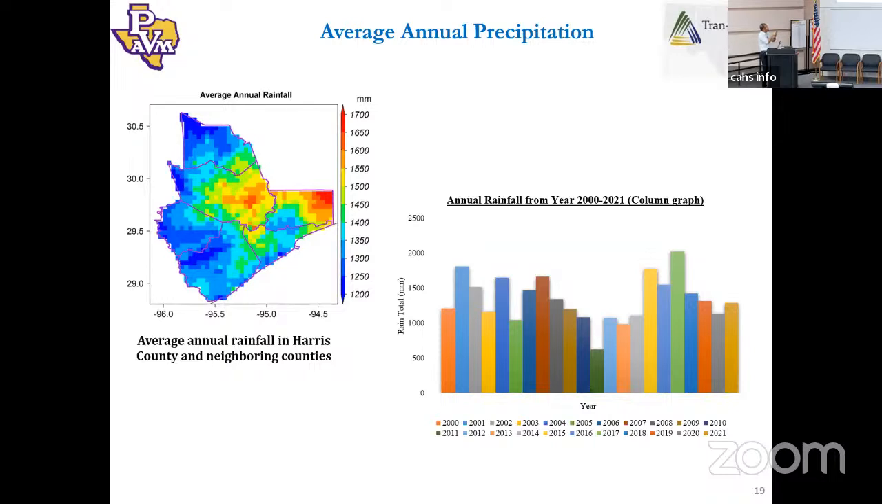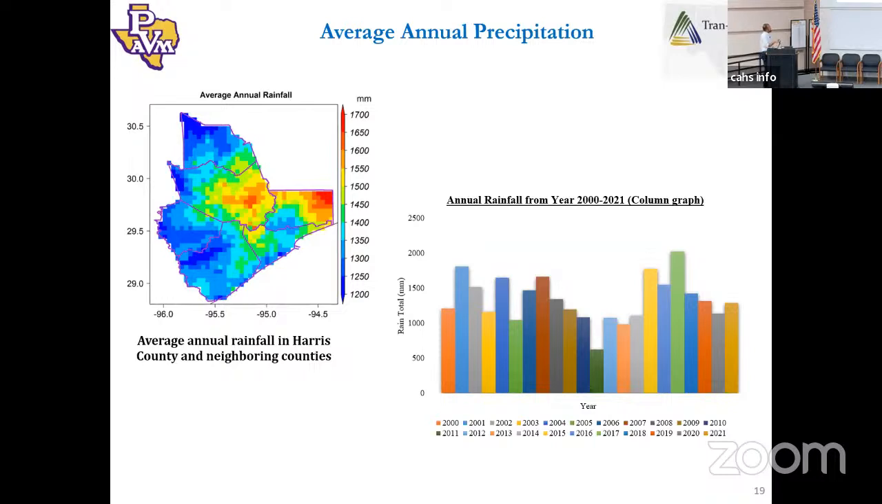So the Montgomery County and Brazoria County and also the Fort Bend County, they don't have much effect like the rainfall we have in the greater Harris County. So this is the annual average based on the data we have gathered from all the more than 150 rain gauges we studied in the Harris County.